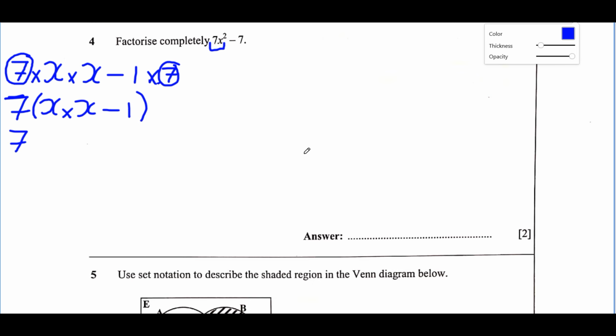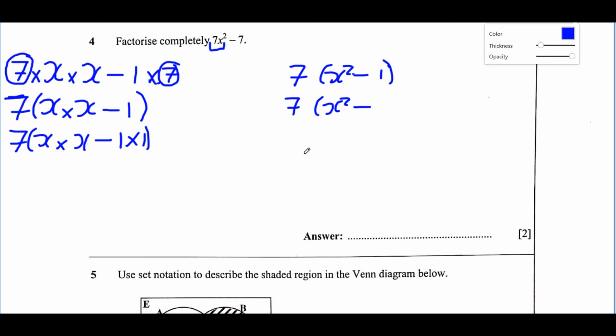Then this is x squared. So if you want, you can say 7 times x squared minus 1. So x times x minus 1 times 1 is the same as 1. We haven't done anything wrong. Now for this one, I'm going to say 7 multiplied by x squared minus 1 squared. We know that 1 times 1 is still 1.